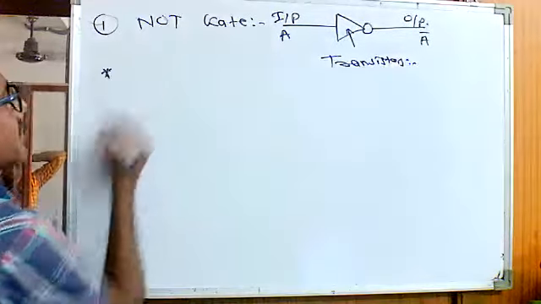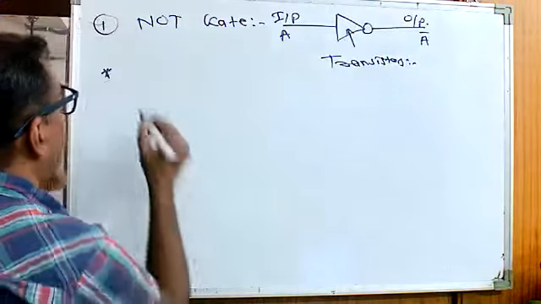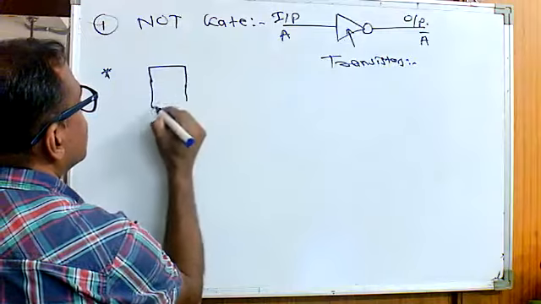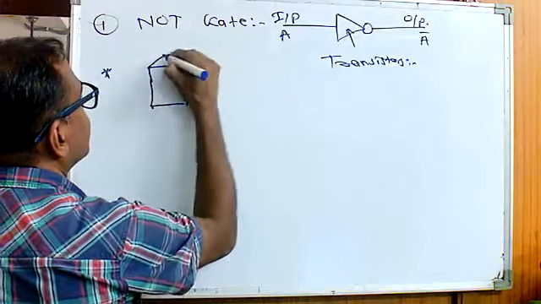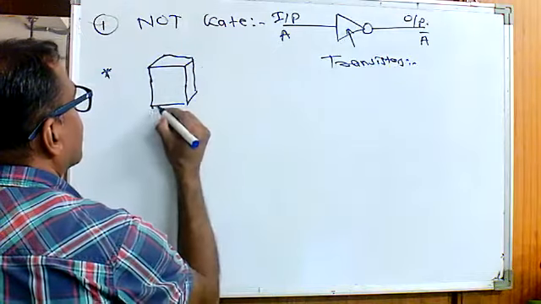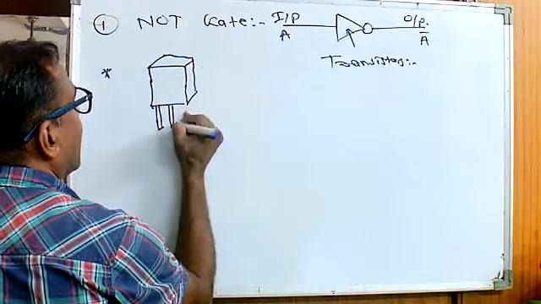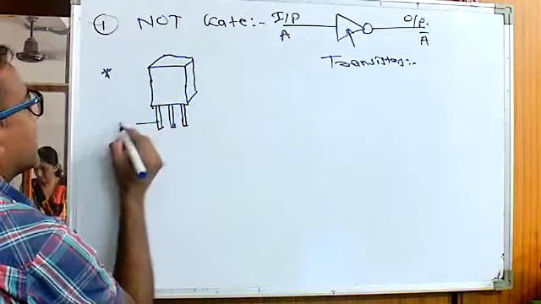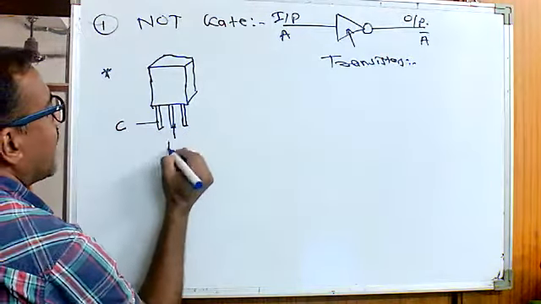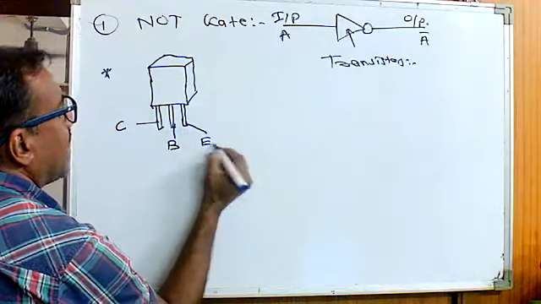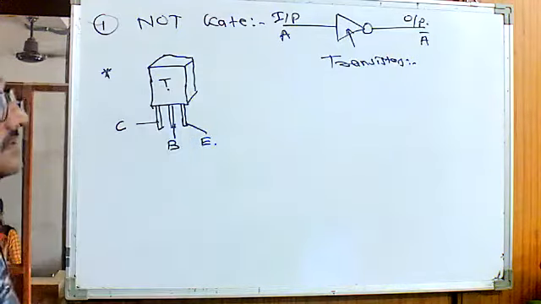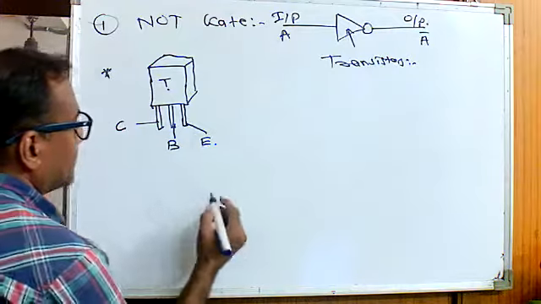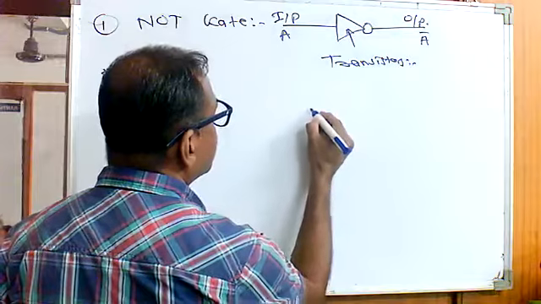What is the function of the transistor? The transistor symbol in the market is like this. Leg 1, leg 2, leg 3. The first leg is named the collector. The second leg is the base. This is the emitter. This is the transistor, and its symbol diagram is like this one.